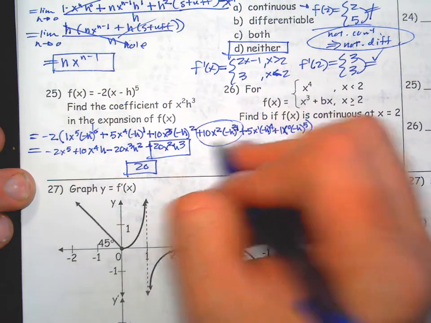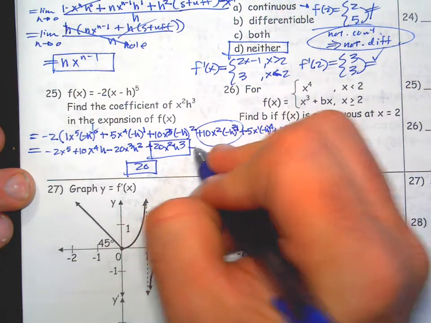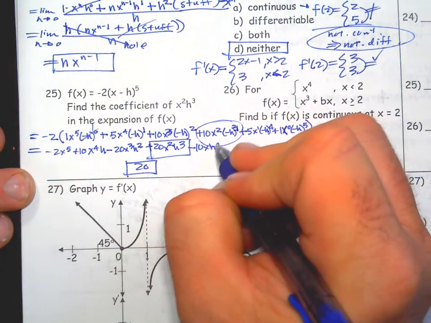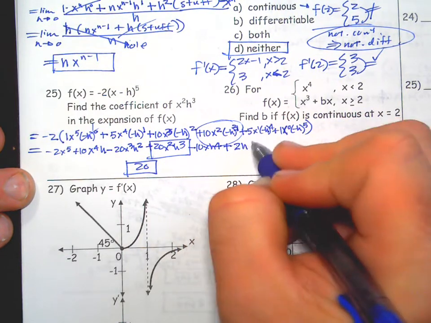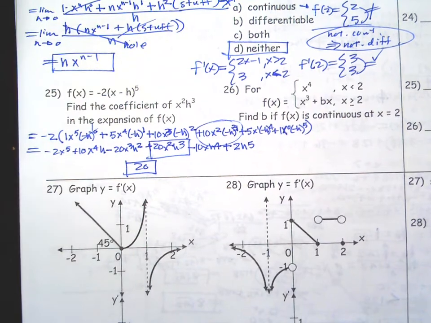We can keep going, even though we don't need to. Minus 10x h to the fourth and plus 2h to the fifth. There you go.